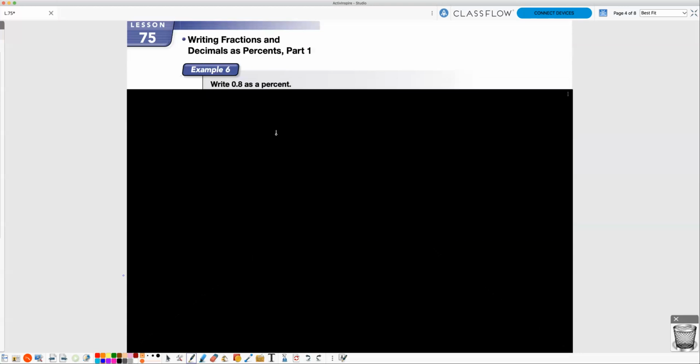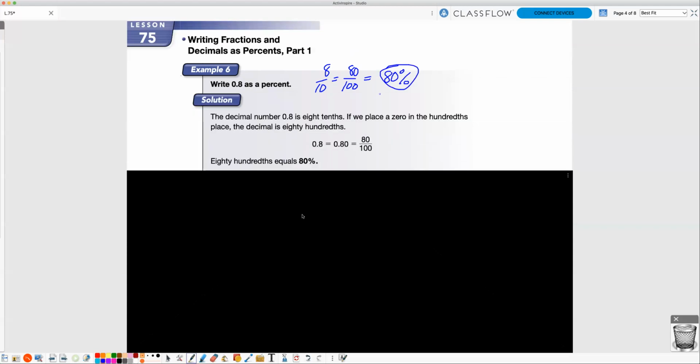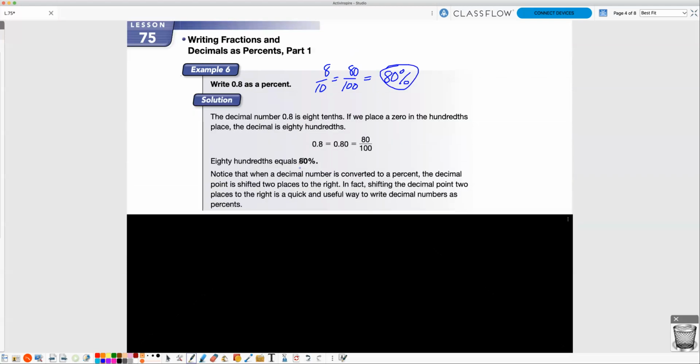Example 6, write 8/10ths as a percent. So 8/10ths needs to be converted into an equivalent fraction with a denominator of 100. If I multiply this times 10, I have to multiply this times 10. That would be 80 over 100, which is the same as 80% for this answer. 80 hundredths is the same as 80%.